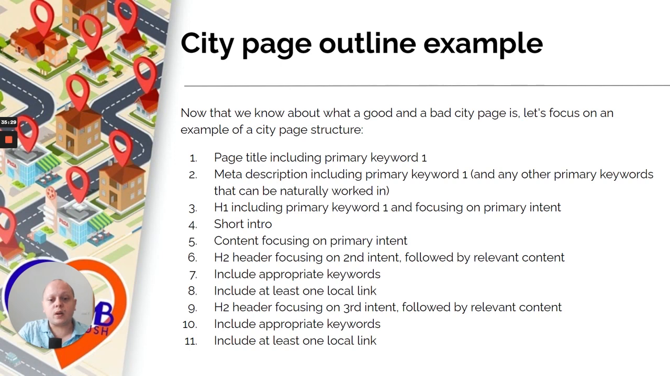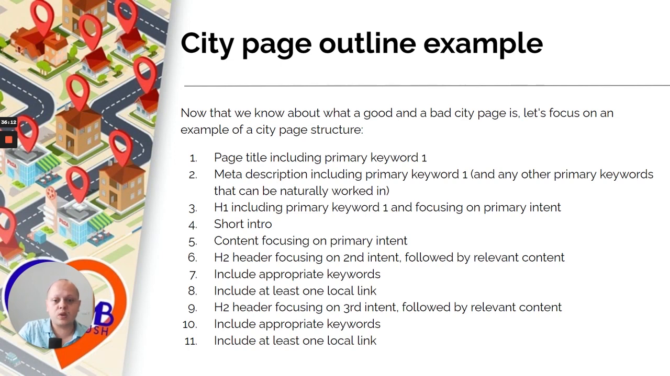Then you follow up with content focusing on your primary intent. What's the most important point that you want to let the potential customer know about your service or product? Then an H2 header focusing on your second intent, followed of course by relevant content for this second intent. Include your appropriate keywords. Include at least one local link, very important. An H2 header focusing on your third intent, if you have it, followed by relevant content. Include again the appropriate keywords and at least one local link.